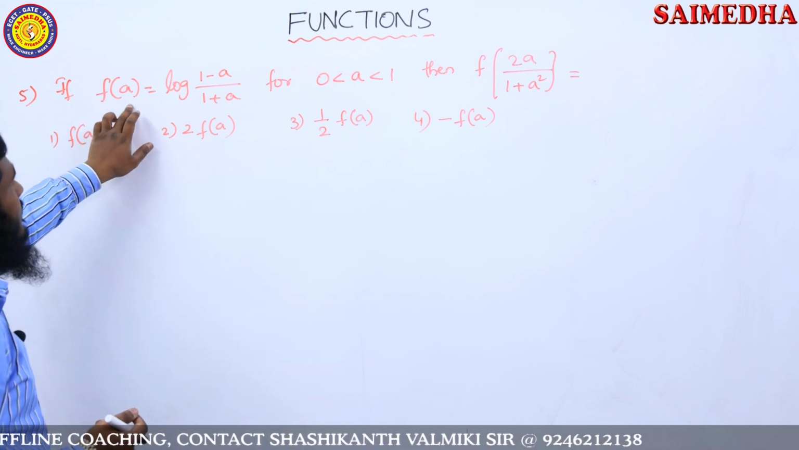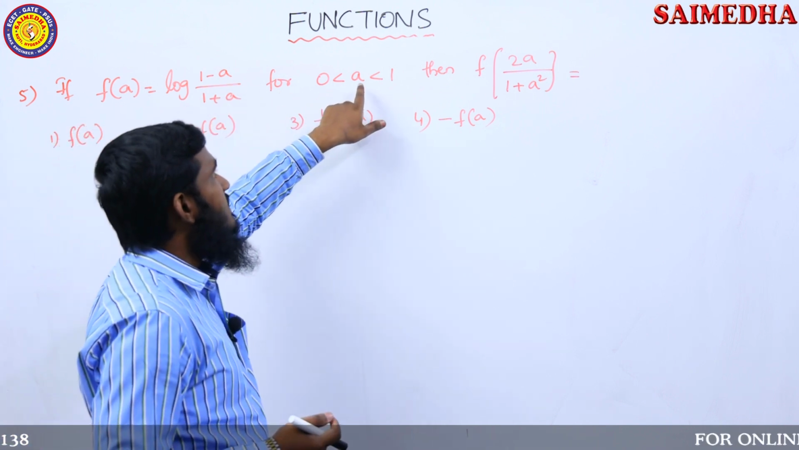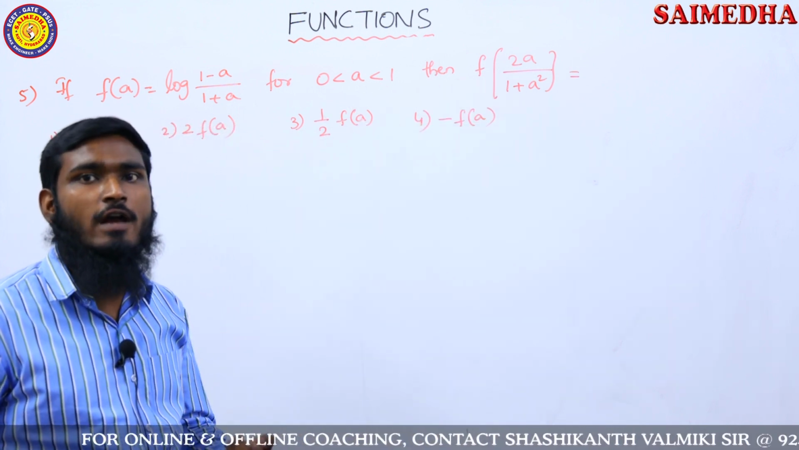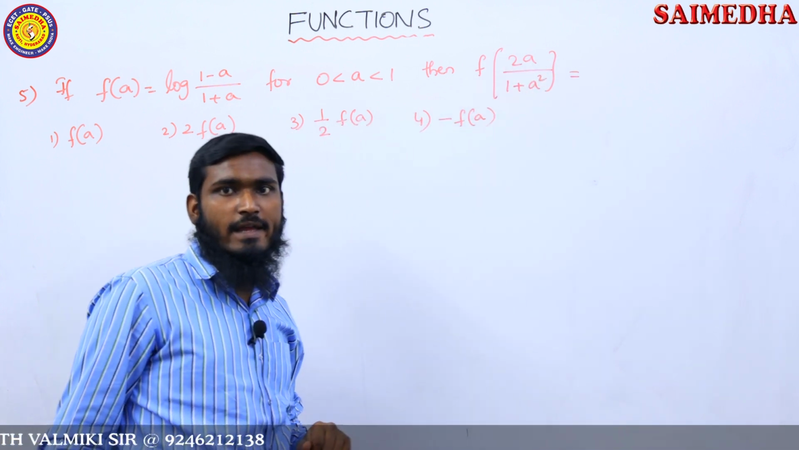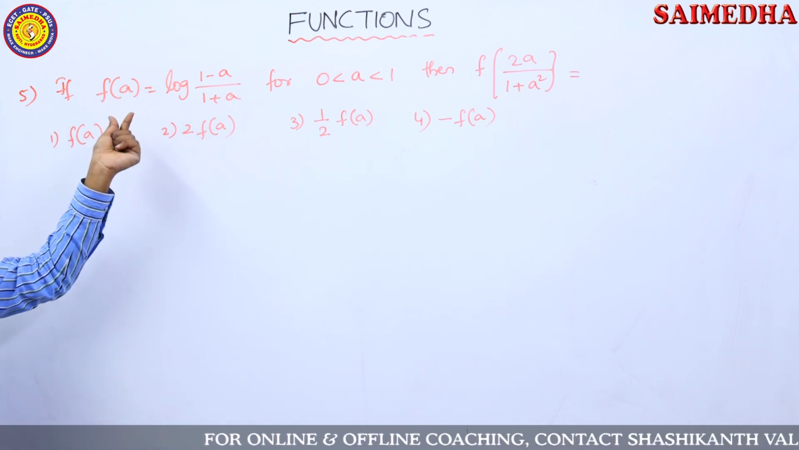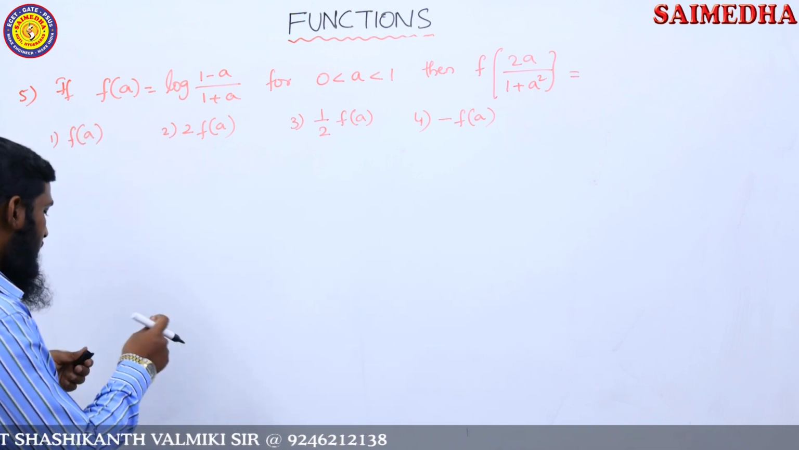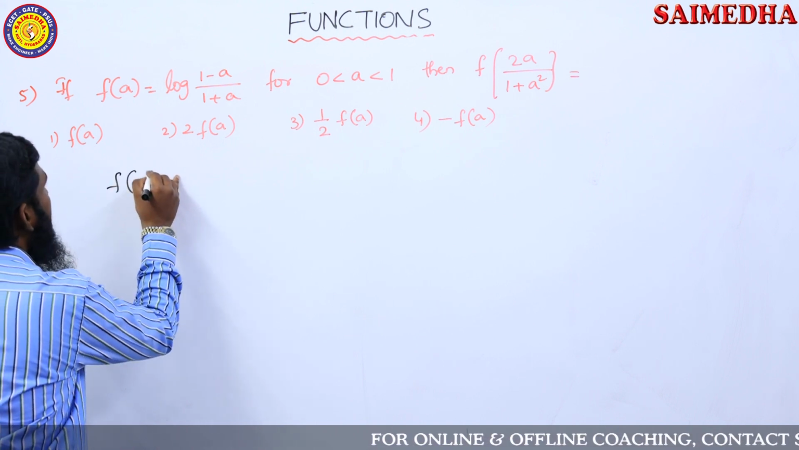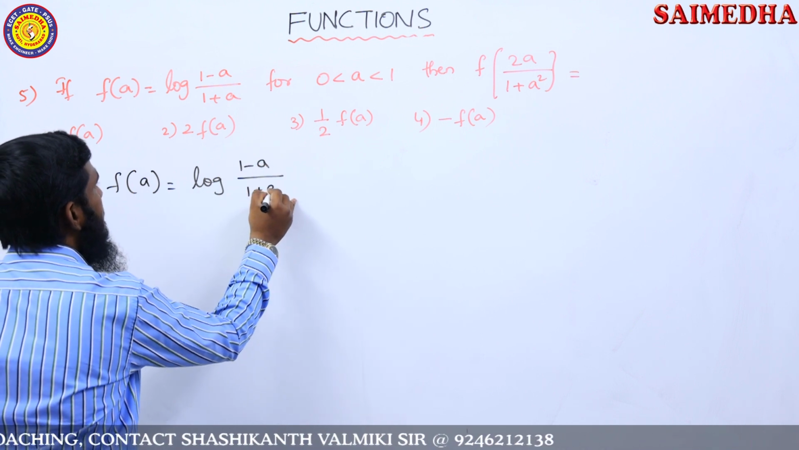If f of a equals log of (1 minus a) divided by (1 plus a) for 0 less than a less than 1, then we have to find the value of f of 2a divided by (1 plus a square). What is the given function? f of a equals log of (1 minus a) divided by (1 plus a). First let us write this part.